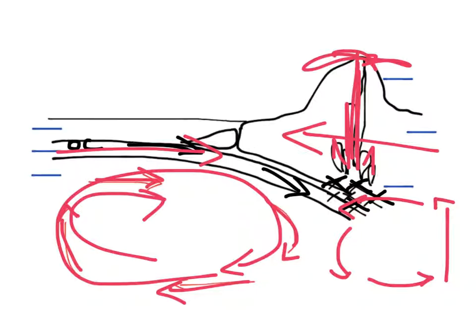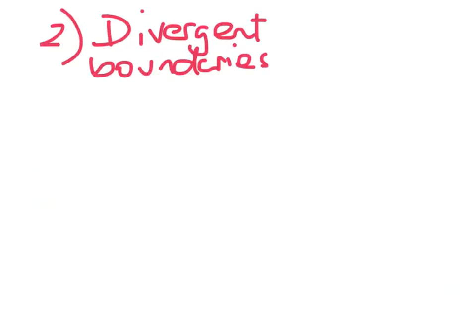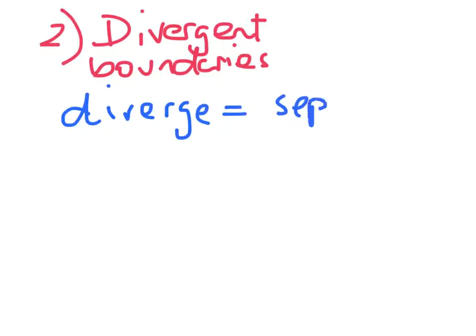And that's a pretty good rundown of a convergent boundary. Must remember, one, volcano, and two, earthquakes do occur at a convergent boundary. Divergent boundary is the opposite. Diverge means to separate or to go apart from each other.